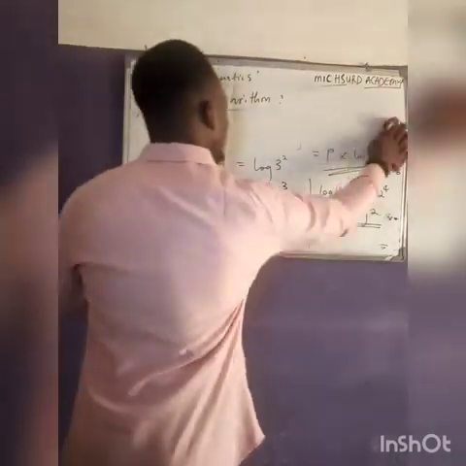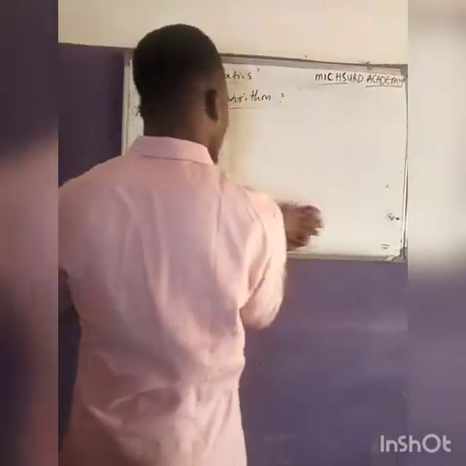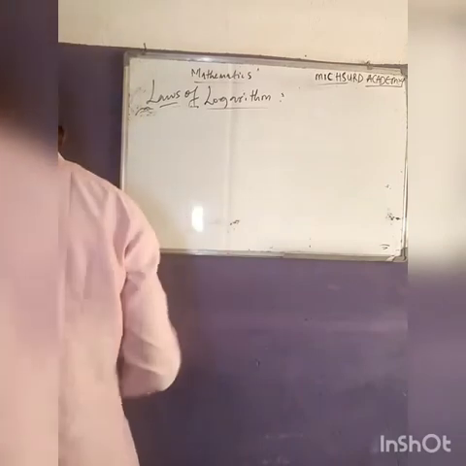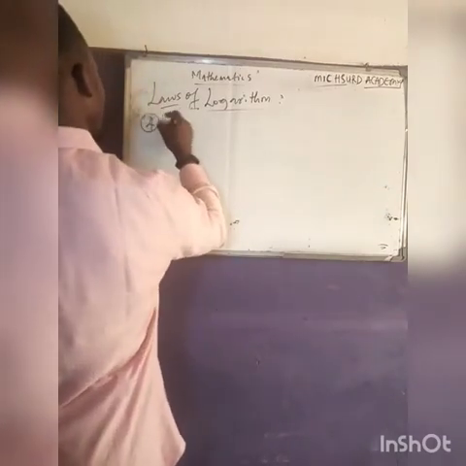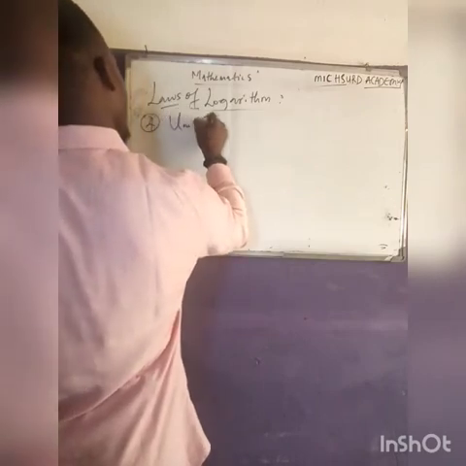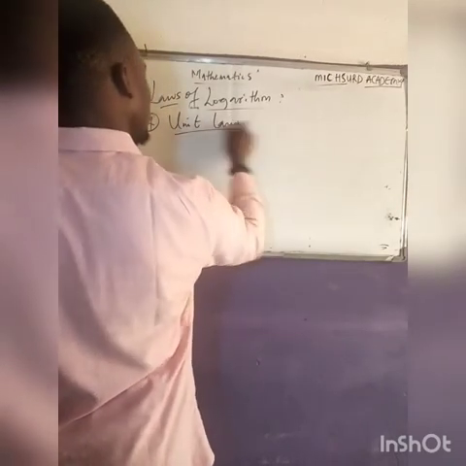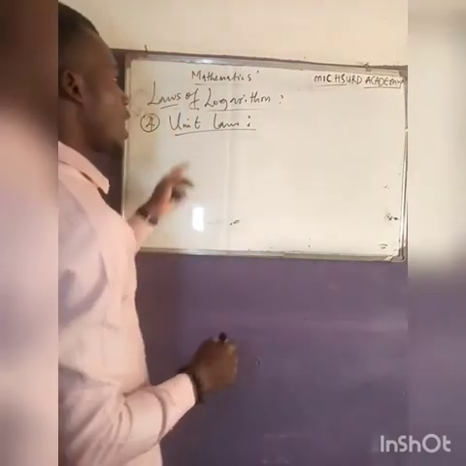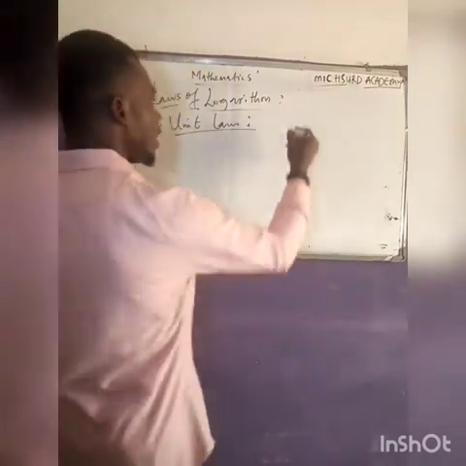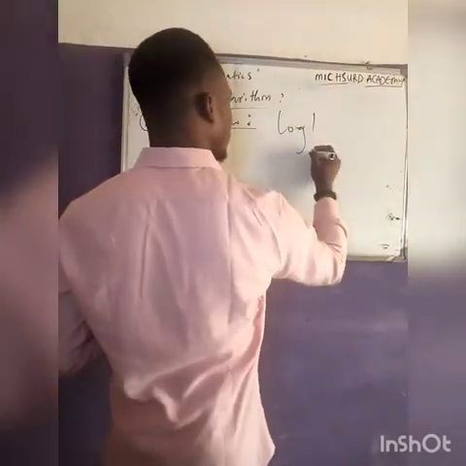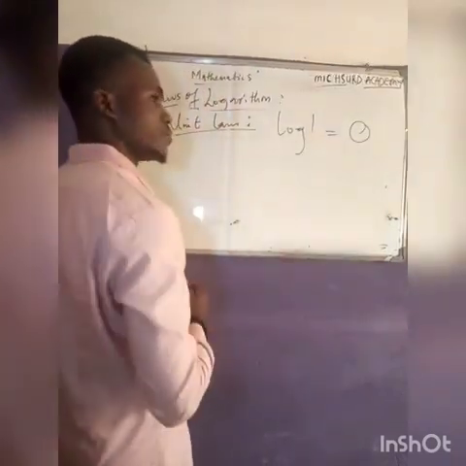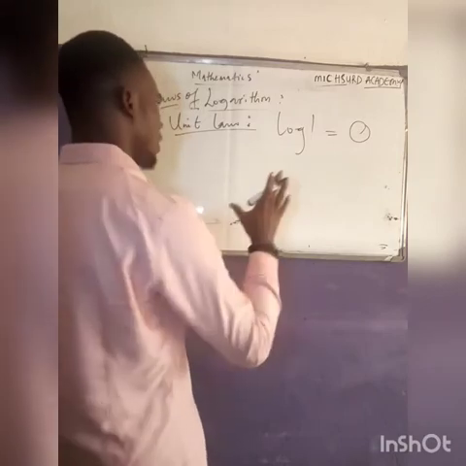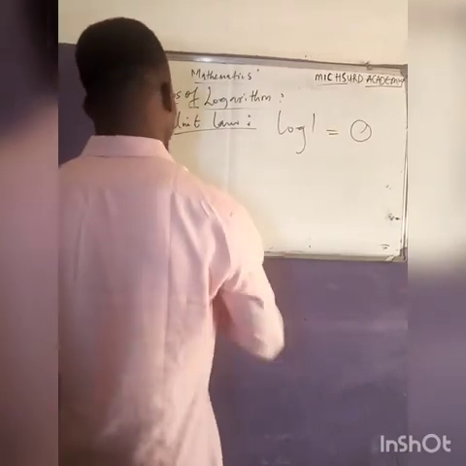Alright, so let's take another law. Clean the side of the board. So what we have is the unit law. It says if we have log 1 base 10, it will be equal to what? 0. You understand that? So that is for the unit law.